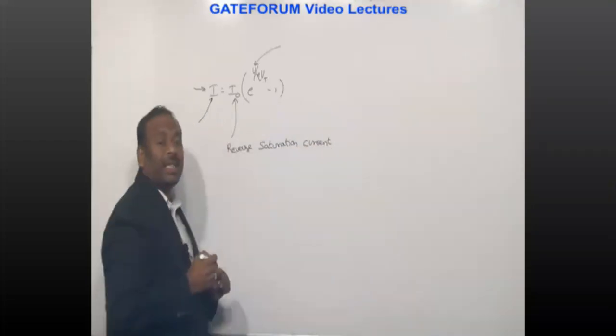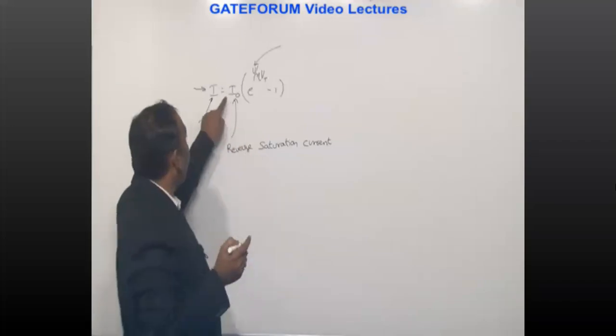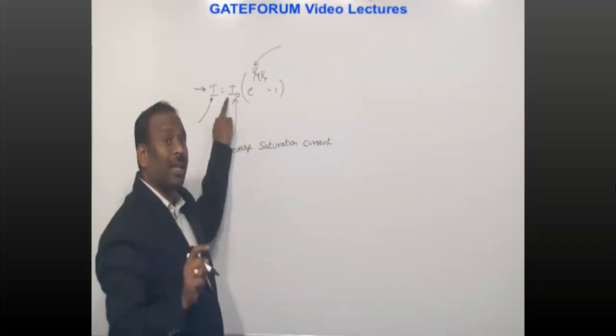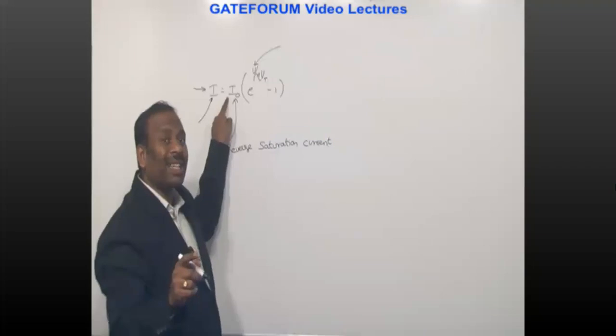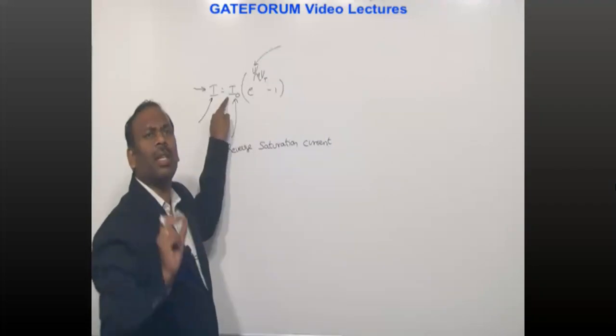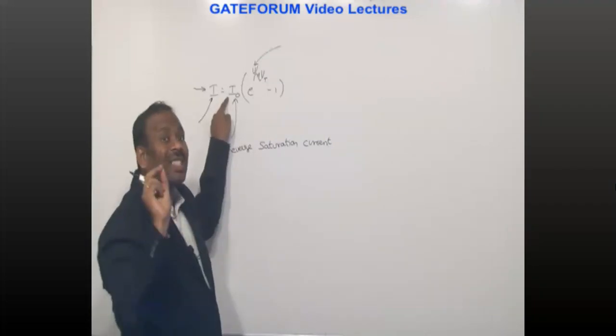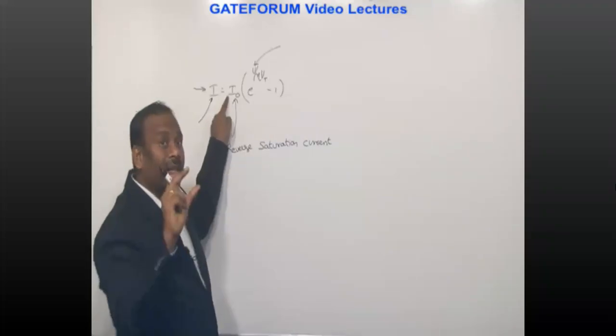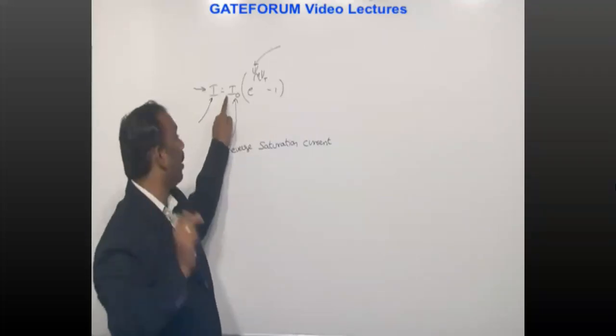That is the current that flows in the diode when the diode is reverse biased. Yesterday we saw that in the reverse bias condition a small current flows. That current is called reverse saturation current, denoted by I naught. Yesterday also in the figure I indicated I naught. That is this one.